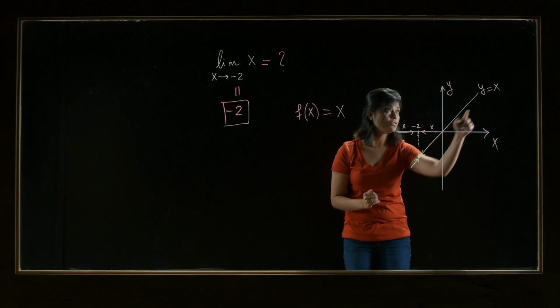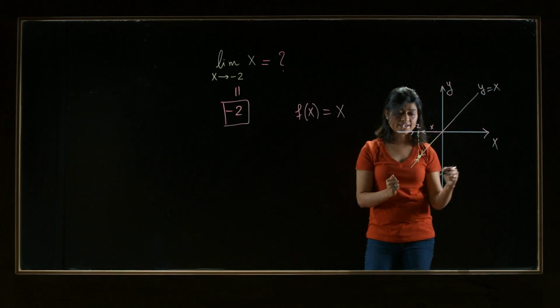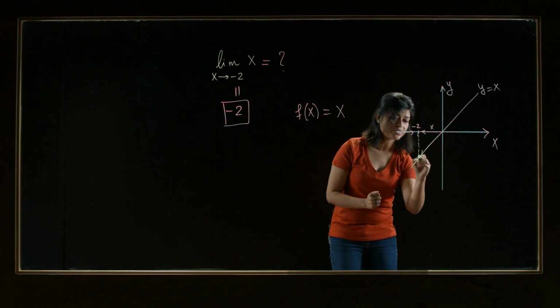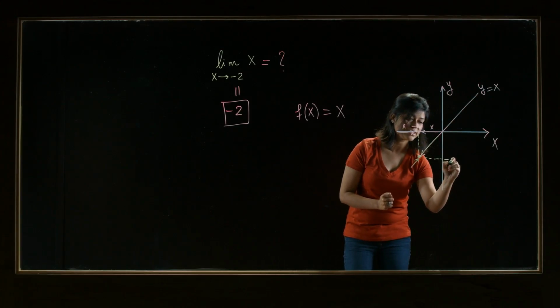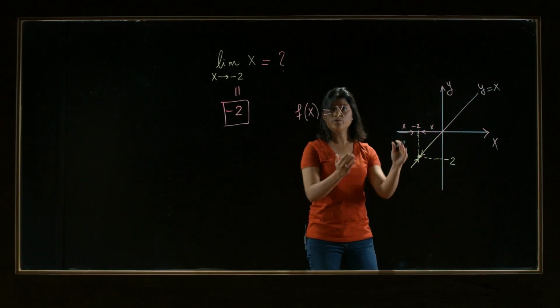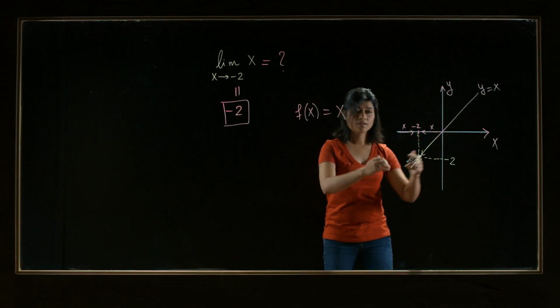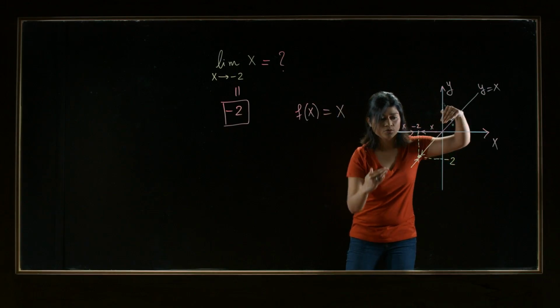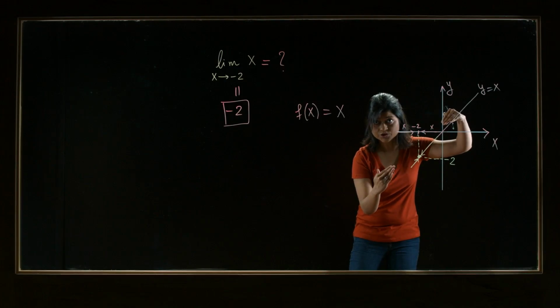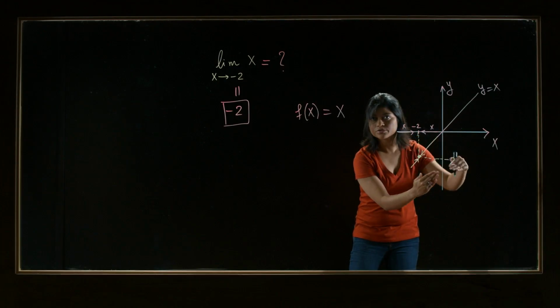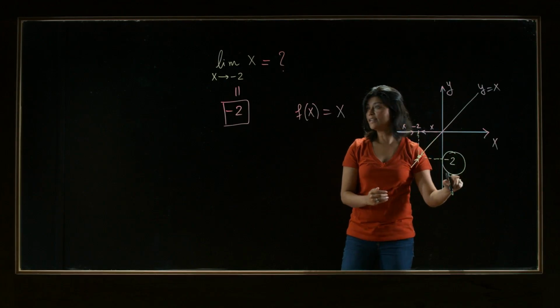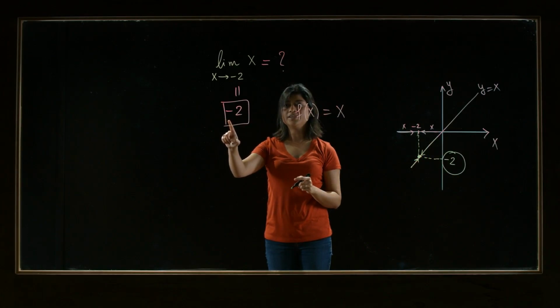Well, this is the function. The function is y equals x. And if you plug in -2, what is the y value? The y value is -2 as well, because y is the same as x. So as x is approaching -2, y, or the function x, is also approaching -2. And hence this is the limit which we already obtained before.